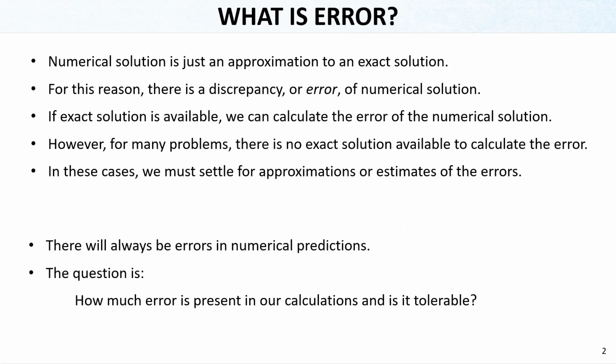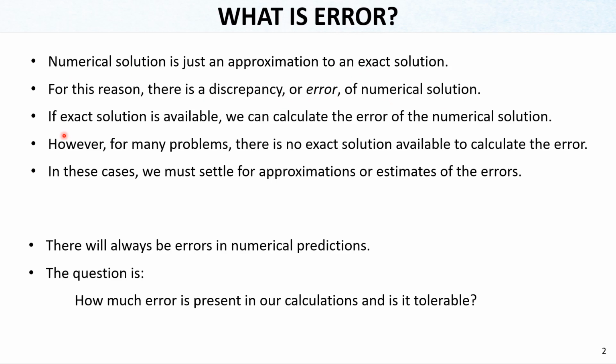First of all, let's start with the definition of error. Error is actually a discrepancy. In numerical solutions, because they are just an approximation, we will have a difference between the exact solution and the numerical solution. That's why there will be a discrepancy between the exact solution and the numerical solution, and we call this the error of the numerical solution.